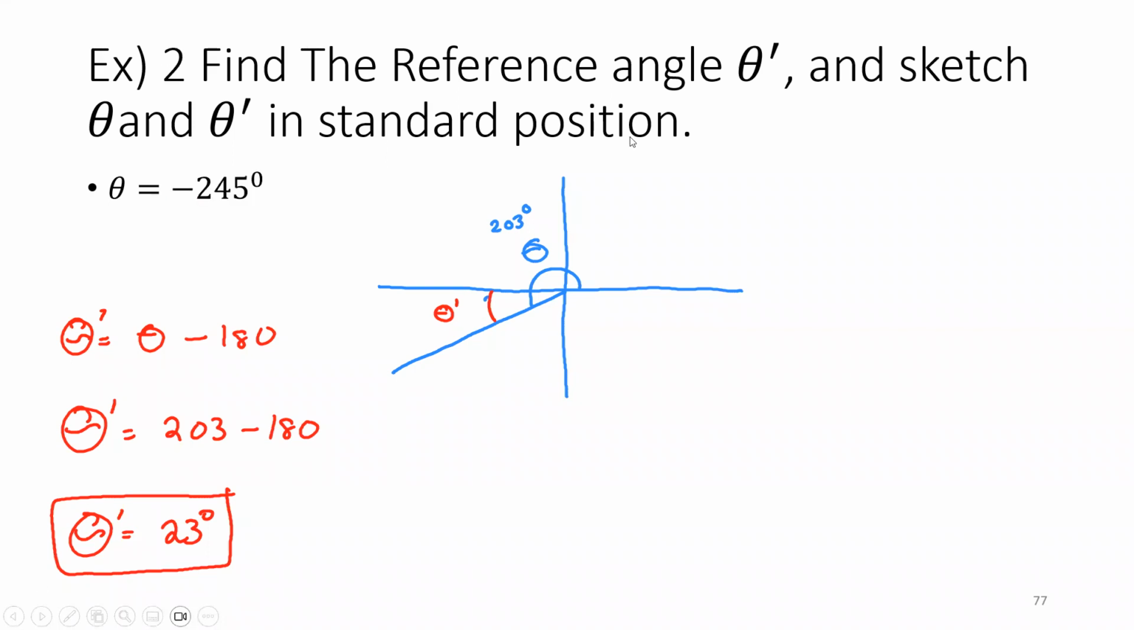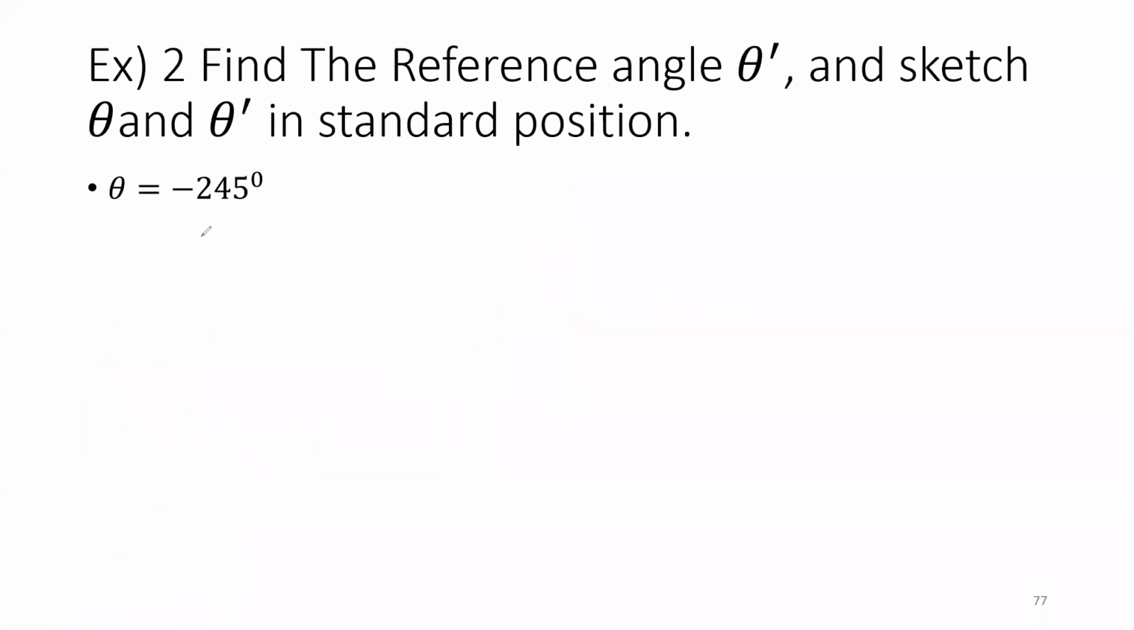Example 2, let me clear the board. Okay, so example 2 says find the reference angle theta prime and sketch theta. Same direction as example 1. This time our theta is negative 245. So that's a little bit different. I think we're going clockwise or counterclockwise. I always get that mixed up.